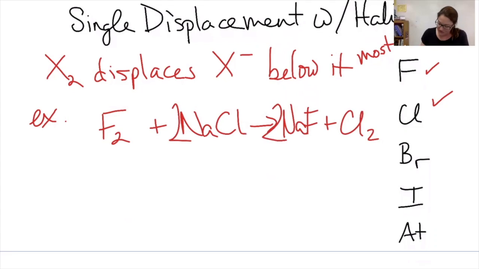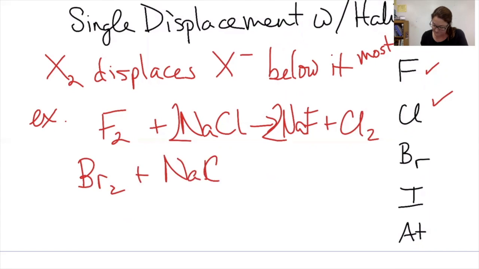However, if I tried to do this reaction, Br2 plus NaCl, bromine can't bump out chlorine because bromine is less reactive than chlorine. So here we would get no reaction.